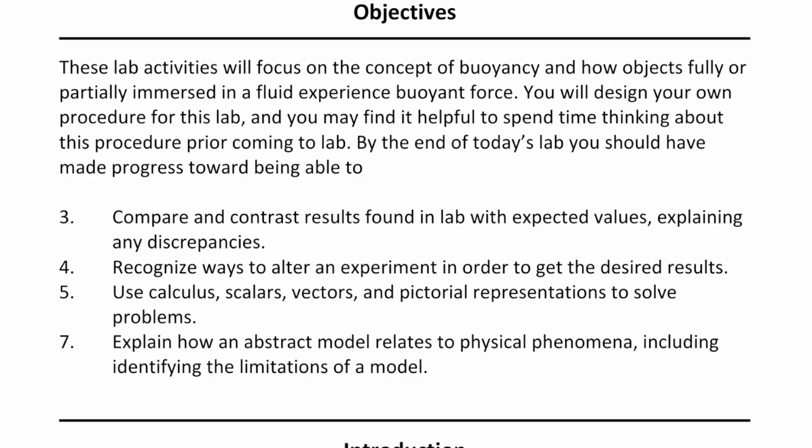And so really quickly, the main four things we're going to be trying to get out of this lab are that you're going to be able to compare and contrast results that you found in the lab with expected values. And then if you find that what you expected didn't occur or you didn't get the values you expected, how to explain those discrepancies, like the physics behind those discrepancies. And then you're also going to learn about ways to alter an experiment in order to get the results that you're looking for. This is actually a big part of the lab because you're going to be designing your own procedure for this lab at one point.